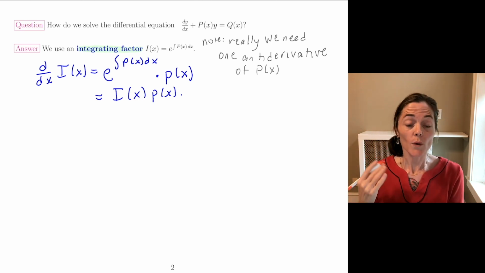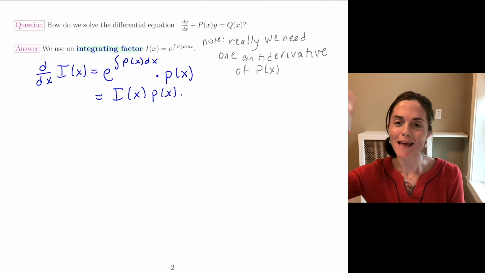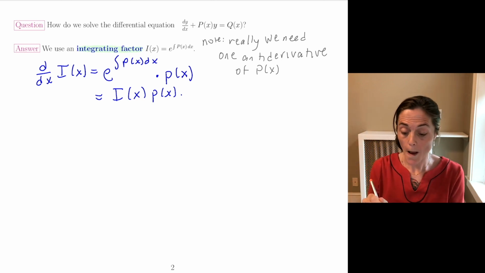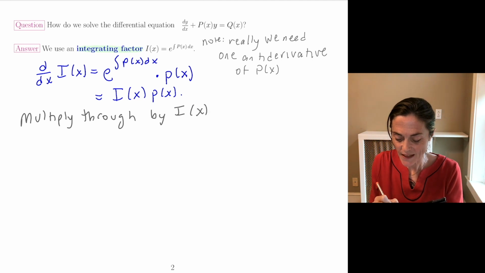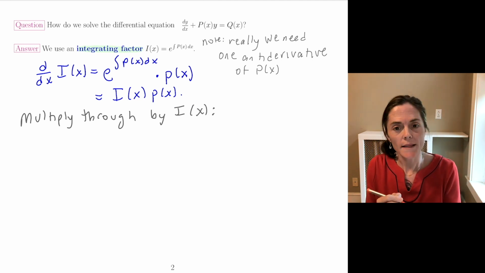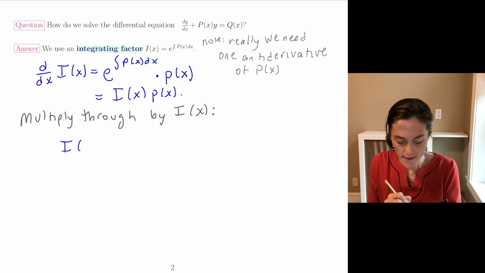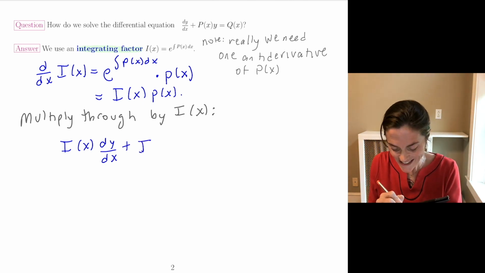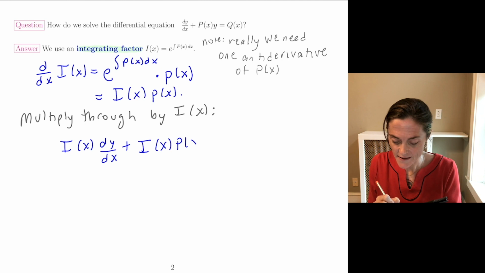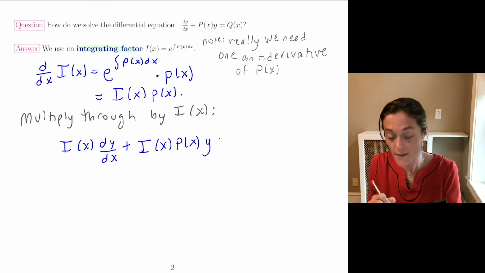Very nice. I'm going to use this shortly. So what do we do here? Well, just like when I multiply through by x squared, we are going to multiply through my differential equation by I of x. And what do I get? Well, on the left-hand side, I have I of x dy/dx plus I of x p of x y, and this equals I of x q of x.